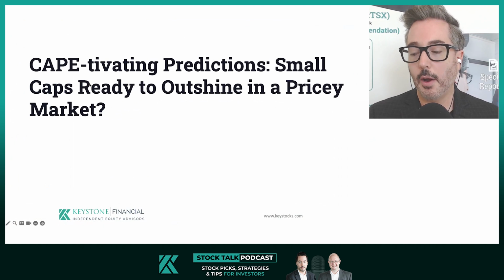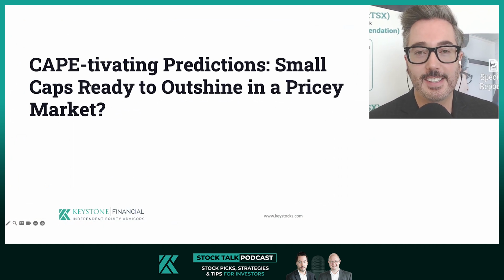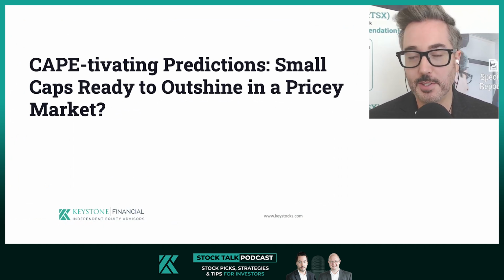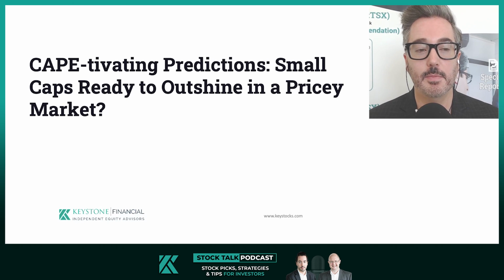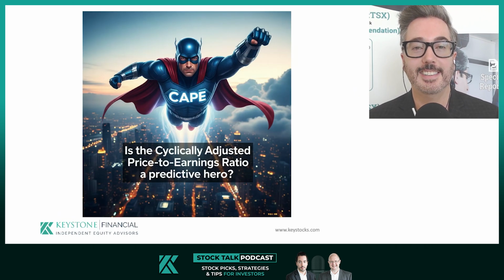So I penned an article, as we used to say back in the day, on the relative valuation gap between small caps and large caps, whether there's an opportunity, and I highlighted the CAPE ratio. I made a very punny title there: "Captivating Predictions: Small caps ready to outshine in a pricey market." Very punny. And there's my AI generated image.